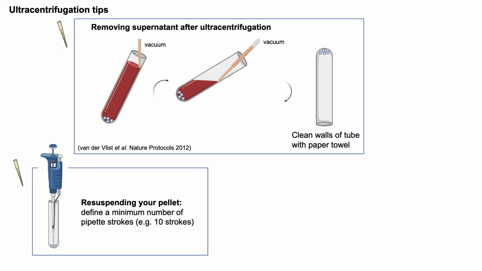Another thing, if you want to compare different conditions with each other, it's important to resuspend your pellet in a reproducible way. So by defining a minimum amount of pipette strokes, say 10 times up and down, you are much more comparable than if you just don't count.